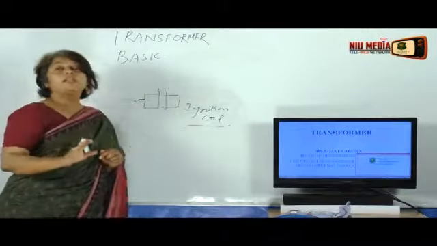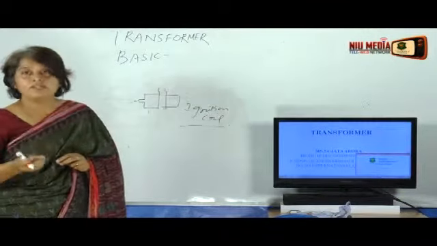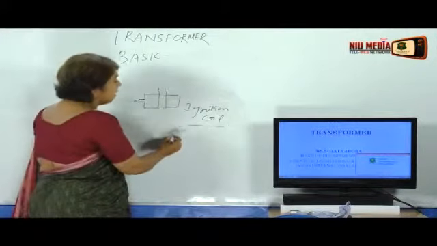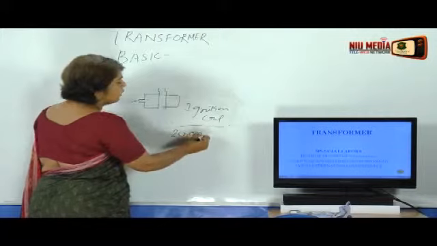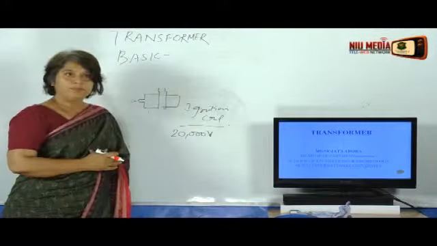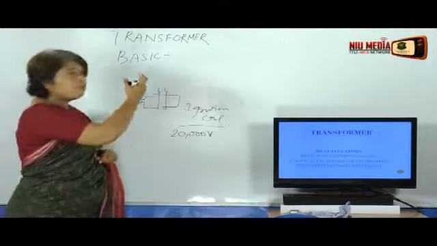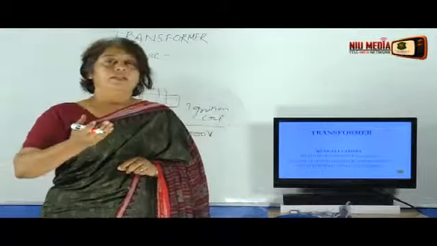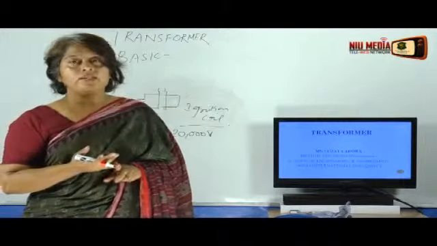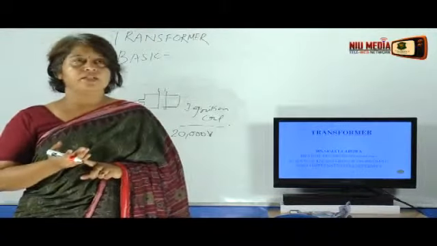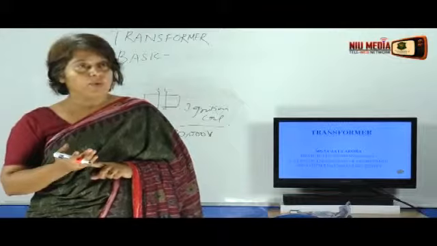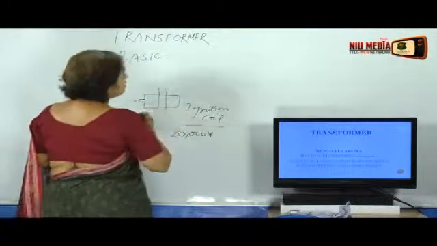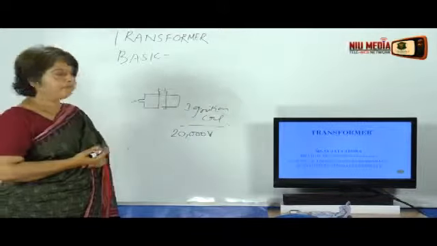This ignition coil is nothing but a basic transformer, which gives a voltage as high as 20,000 volts. So, transformer applications, as we have heard, are used in generating stations, distribution stations, or transmission, and now we also have them in automobiles, which we use daily.